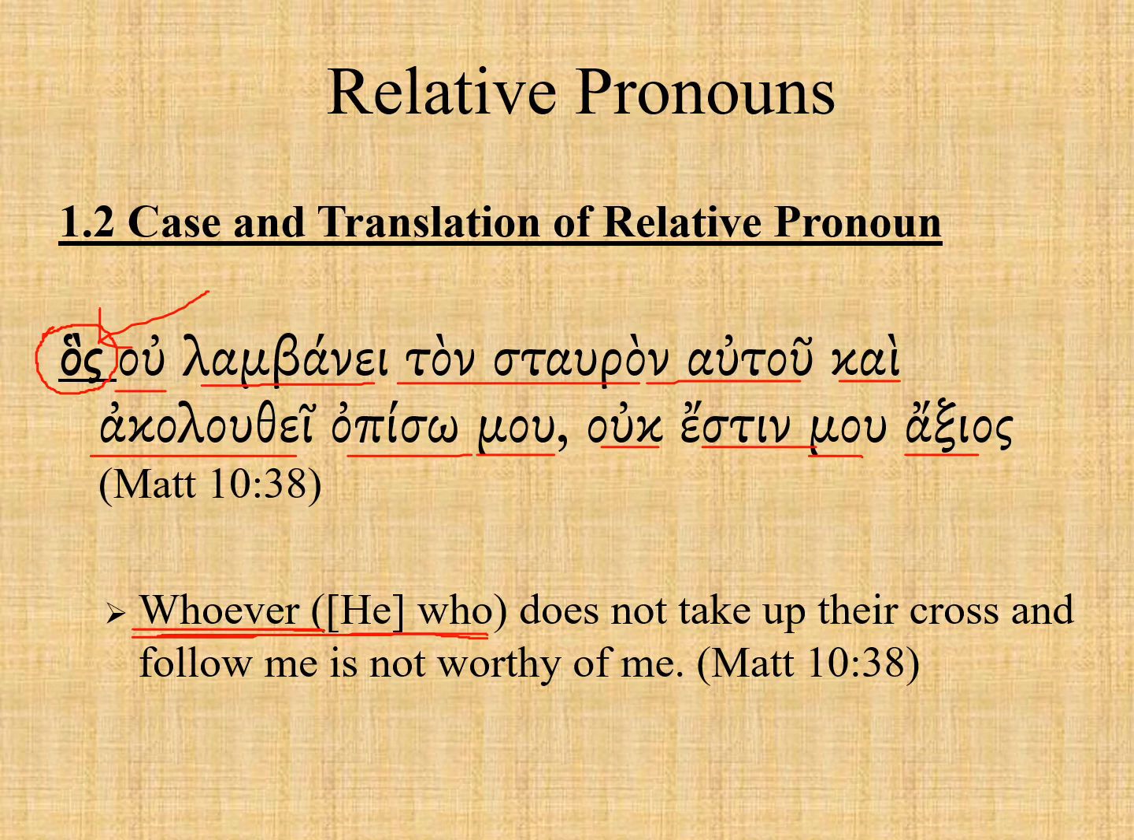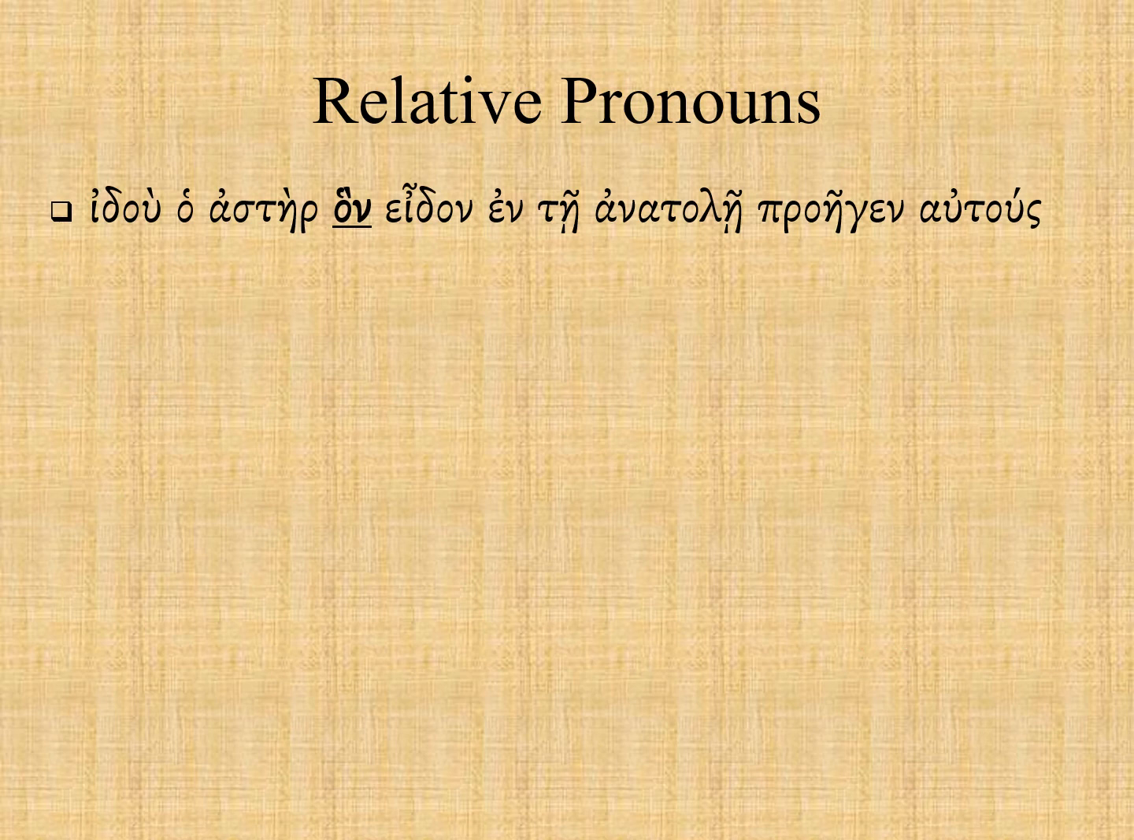So as you can see, we have to be somewhat flexible in exactly what word we use to translate the relative pronoun here. The trouble is, if we only use who, then it would seem that it is a question, but relative pronouns obviously are not used to form questions. We have different kinds of pronouns, interrogative pronouns, for that. So probably the best way would be whoever does not take up their cross. So let's take another example.